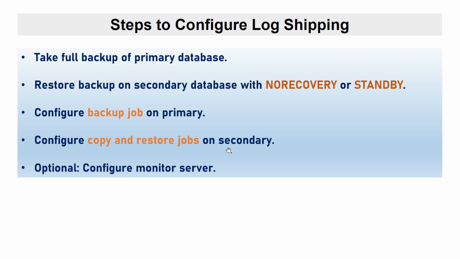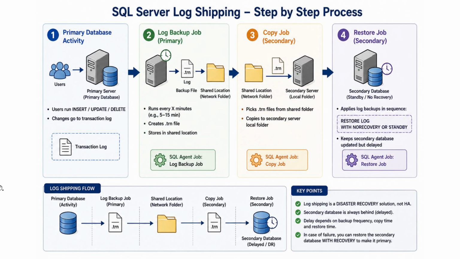The steps to configure log shipping are very easy. Take a full backup of the primary, restore the backup on the secondary database with no recovery or standby mode, configure the backup job on the primary, configure the copy and restore jobs on the secondary, and optionally configure the monitor server. If I have to repeat the steps: take a full backup, restore the backup on the secondary, configure the backup job on the primary, configure the copy and restore jobs on the secondary. That's it. Let's see the diagrammatic flow.